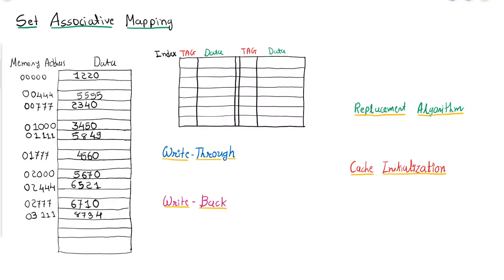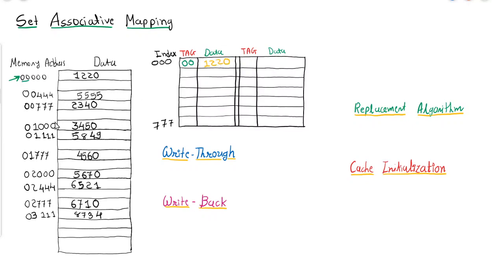Data will be stored into the cache organization. Similarly, we will use the index which we used in the previous direct mapping technique. Let's say this is index 000 and this is index 777. Now let's say the CPU wants to execute this instruction which is on the first memory location. What is the value of tag? The value of tag is 00. So tag 00 will be stored here, and what is the data? 1220. So data will be 1220.